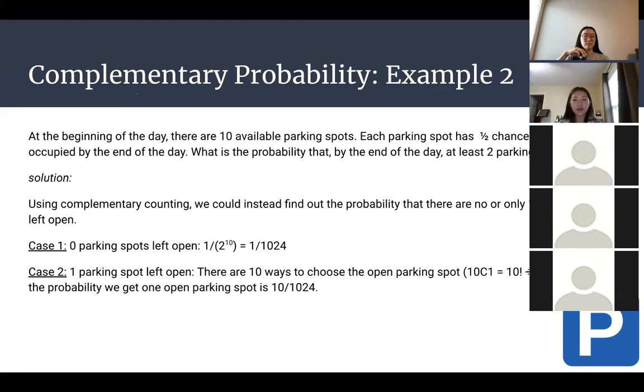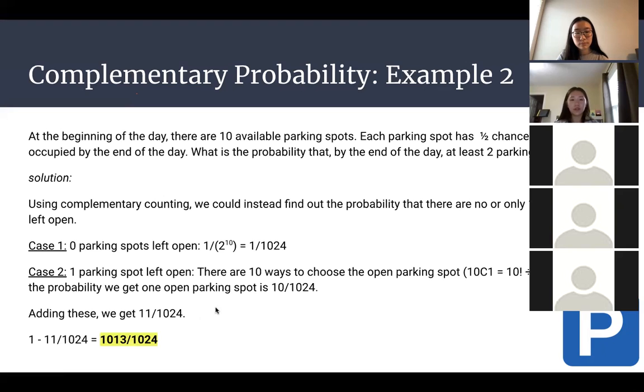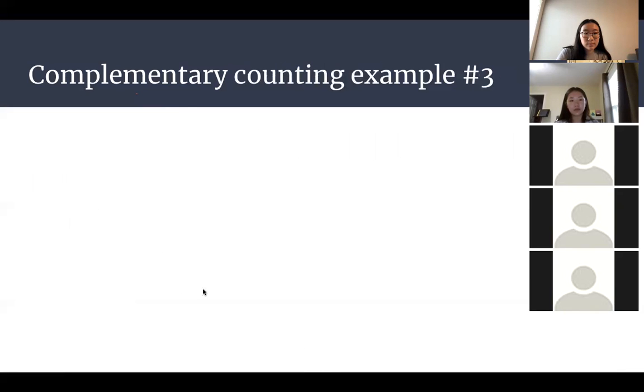And for the 1 open parking spot, there's 10 ways to choose the open parking spot since there are 10 available spots. So 10 choose 1 is just 10. And the probability that we get 1 open parking spot is 10 over 1024. And at the end, we just add these to get 11 over 1024, and then we subtract from the whole to get our answer of 1013 over 1024. Okay, hopefully that made sense.